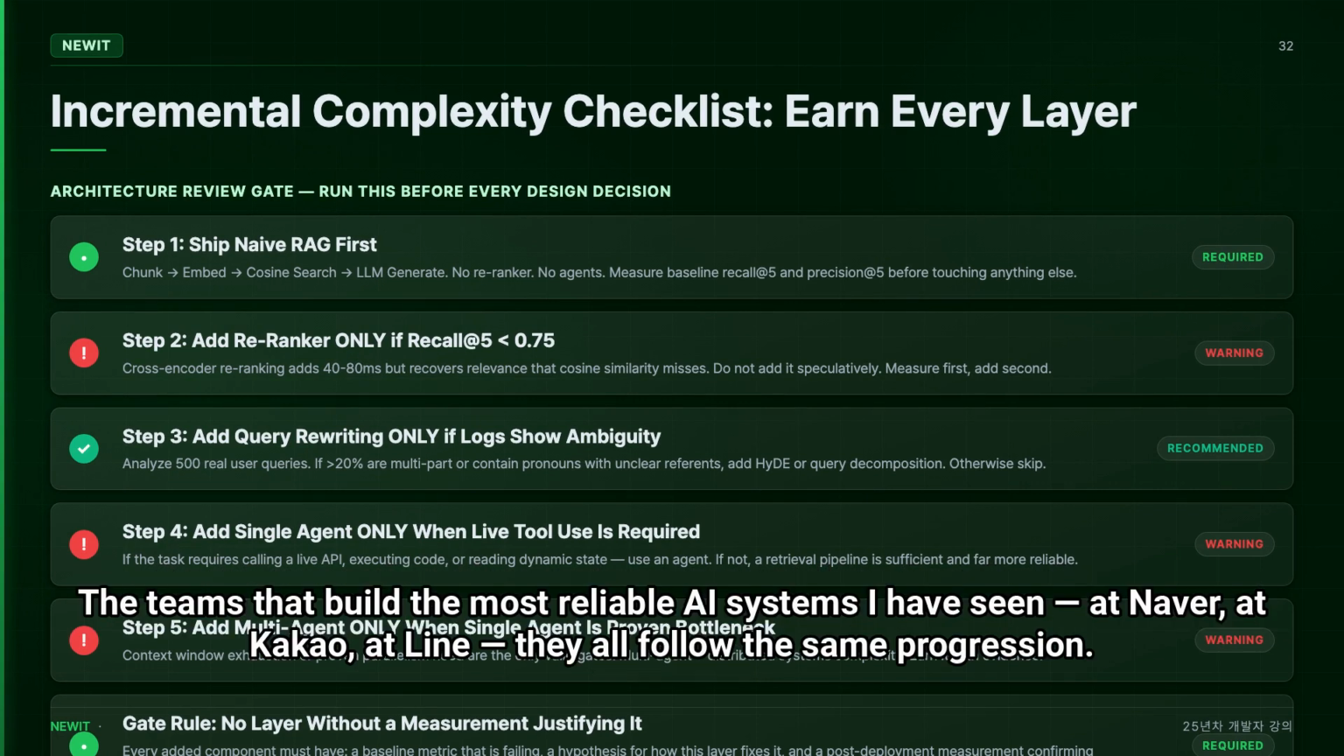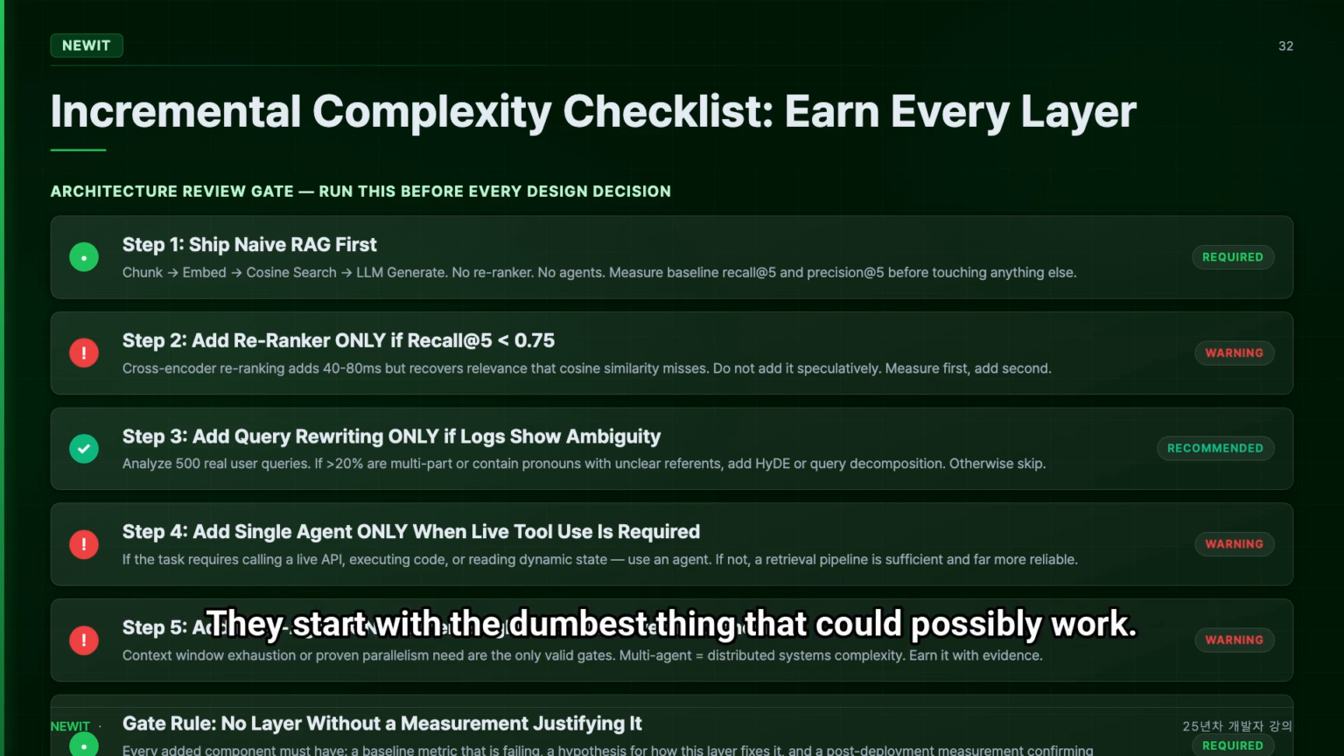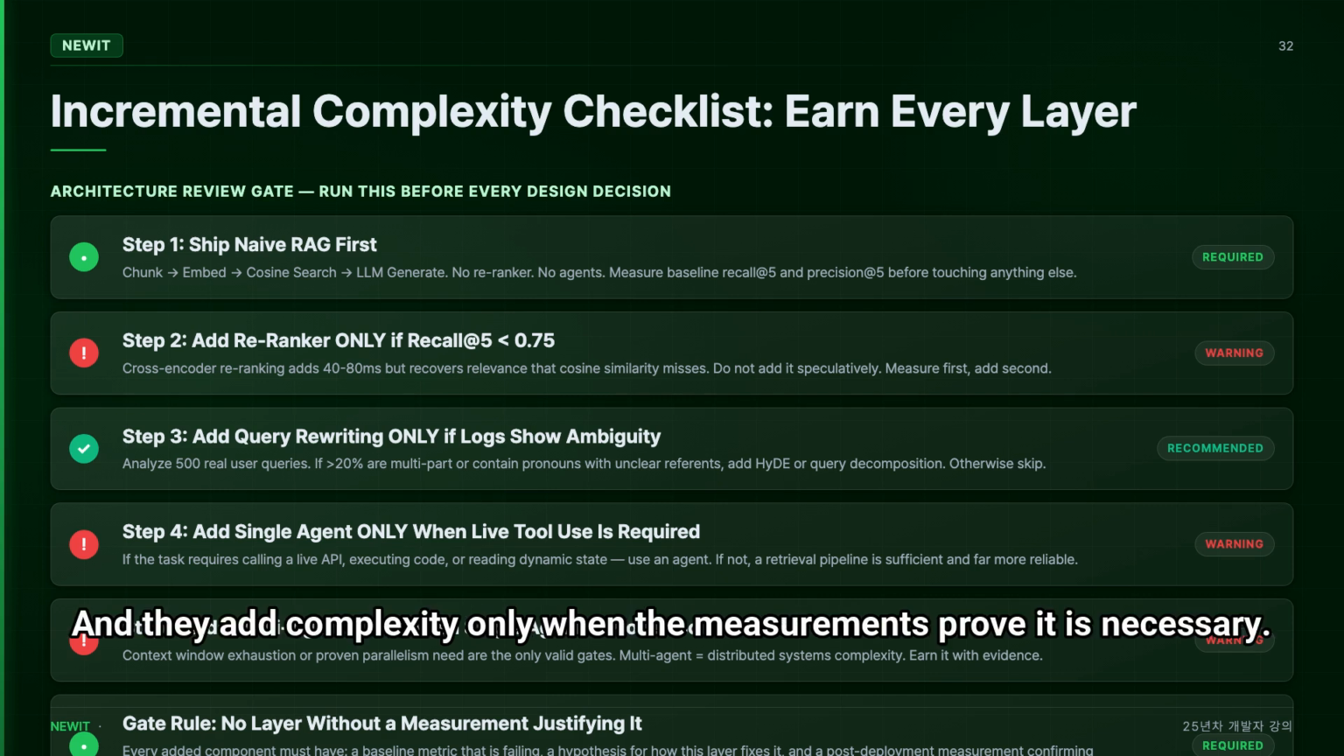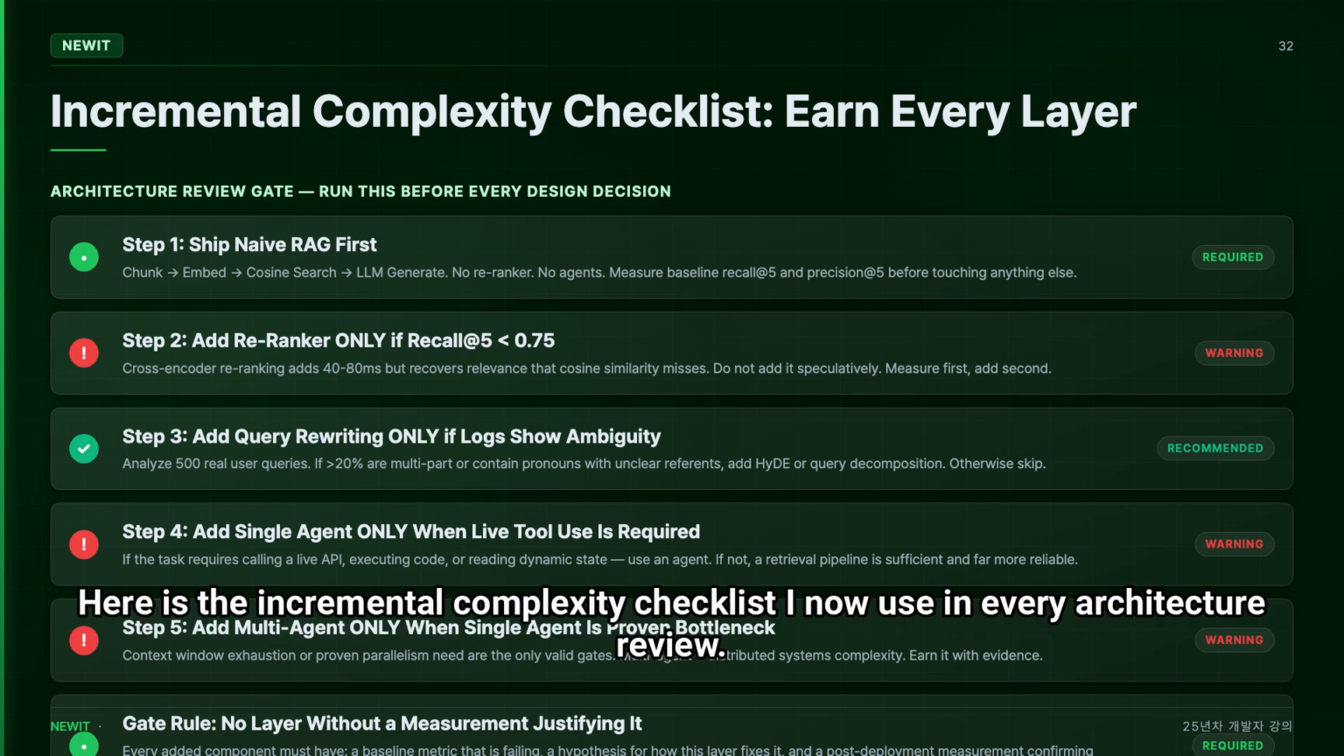The teams that build the most reliable AI systems I have seen, at Naver, at Kakao, at Line, they all follow the same progression. They start with the dumbest thing that could possibly work. They measure it ruthlessly, and they add complexity only when the measurements prove it is necessary. Here is the incremental complexity checklist I now use in every architecture review.